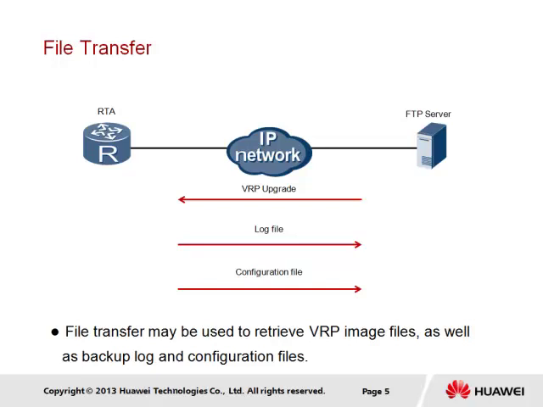These involve the base device, which in this case is RTA, and the file transfer server that uses a protocol such as FTP, which we will introduce in more detail later in this course. RTA may employ the FTP server as a central storage location for retrieving new VRP images for image upgrading, or as a location for storing system logs and backing up configuration files in the event that, for whatever reason, a configuration file is inadvertently lost.